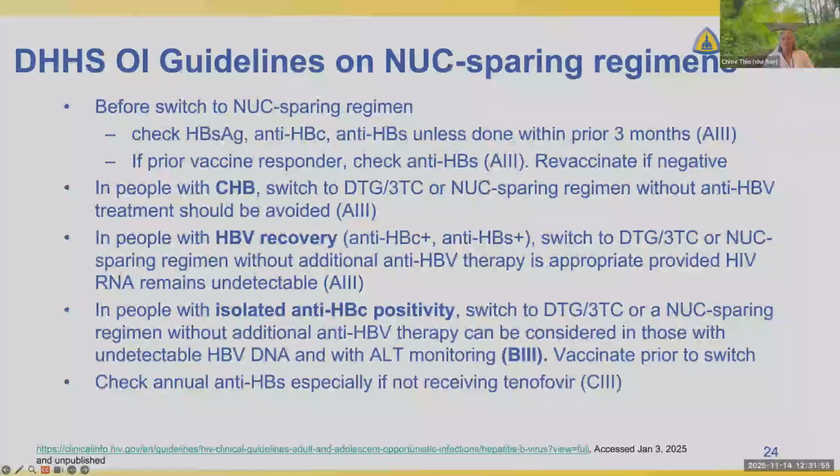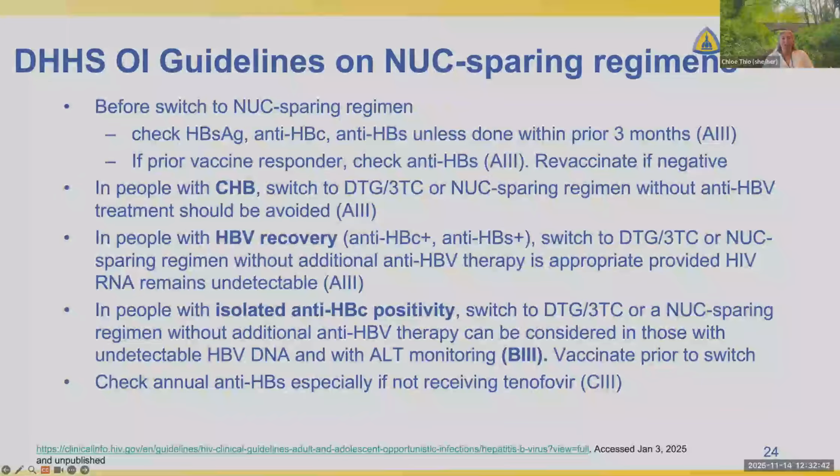All right, so once again, ending where I started. Before switching to a nucleoside-sparing regimen, check the triple screen. Make sure that you know whether or not your patient may be surface antigen positive, and you just didn't know it because you inherited the patient. So it's important to check that triple screen if not done within the prior 3 months. If they're negative for all of them and you want to put them on a NUC-sparing regimen, it's important to vaccinate them, because especially with the hepatitis B vaccine now, response rates are pretty much 100%.